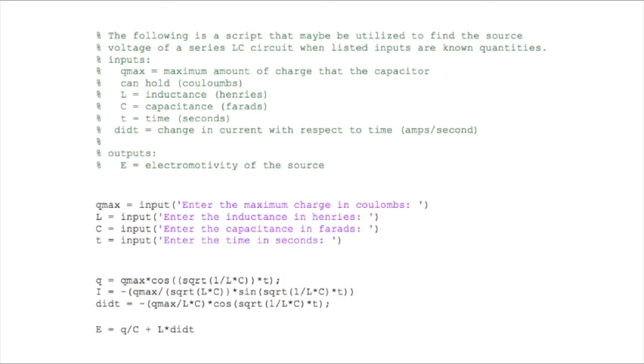So here is my MATLAB script code. It is essentially for finding the voltage of a series LC circuit when the inputs are known quantities. These quantities are the same that we were dealing with before: Qmax, L, C, t, and di/dt. And the output would be the electromotive force, or source voltage. The user will be asked to input values of Qmax, inductance, capacitance, and time in their SI units. And the computer will actually calculate values for charge, amperage, changing current with respect to time, and the source voltage in about 5 seconds.